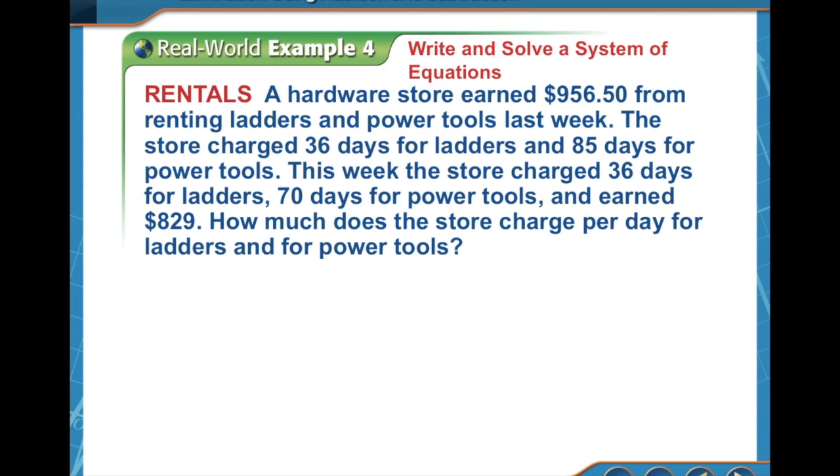Now a problem with a bit of context. So let's not concern ourselves with the paragraph, but we will talk about it and make sense of problems like this in case you have to do one like that in the future. So a hardware store earned $956.50 from renting ladders and power tools last week. They charged 36 dollars a day for ladders and 85 dollars a day for power tools. This week, the store charged 36 for ladders, 70 for tools, and earned this amount, $829. So how much does the store charge per day for ladders and for power tools? So all that I just said, everything in here has to be turned into two equations. That's the whole idea.